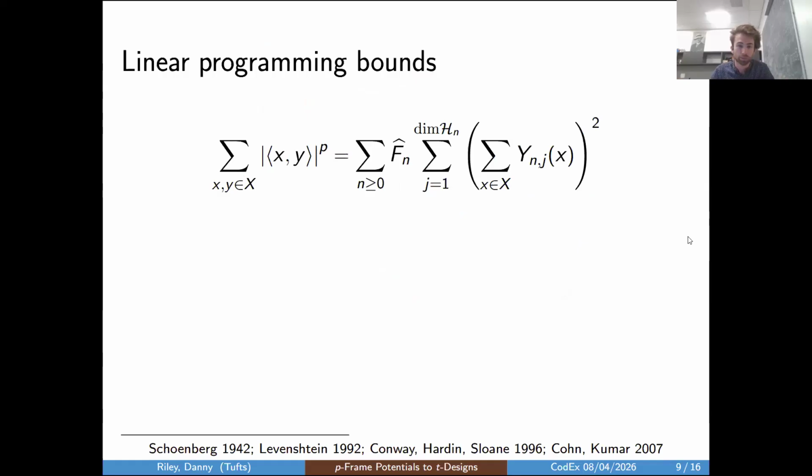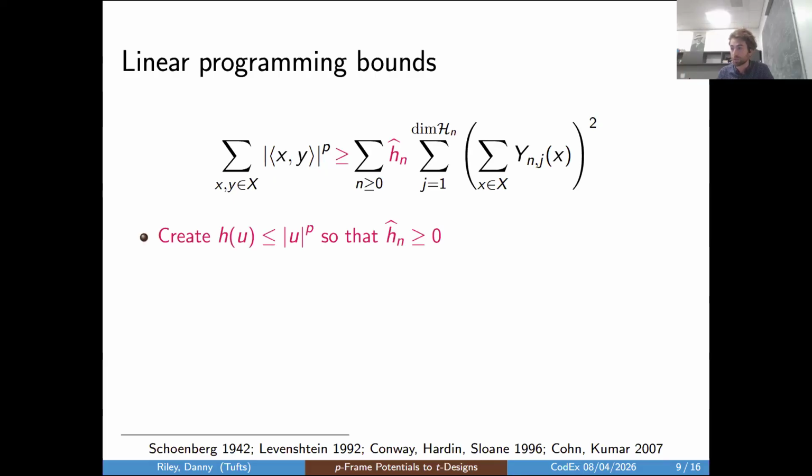And here's where our linear programming bounds come into play. How do we simplify this equation on the right-hand side? Well, on the one hand, we want to come up with a uniform lower bound for our p-frame potentials. So we're going to replace our f hats with h hats, where h is a function that's less than or equal to my p-frame potential. And I'm also going to choose these coefficients to be positive, which we'll see in a slide why that's important.